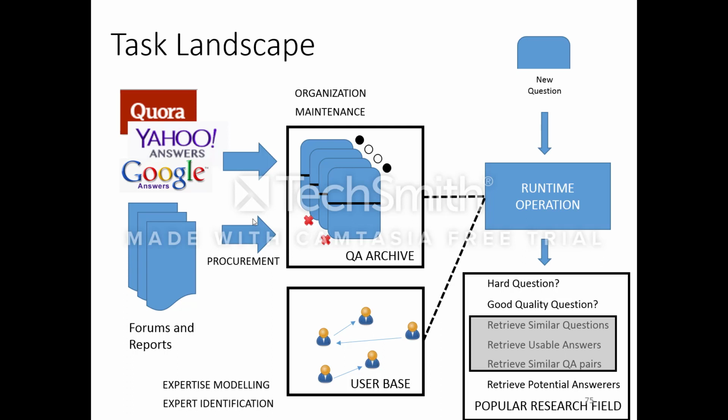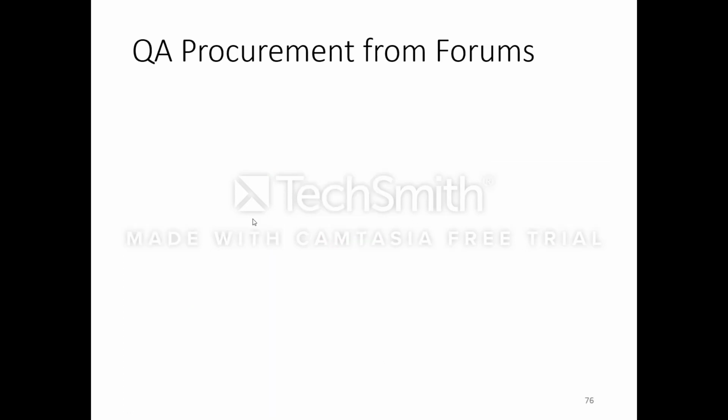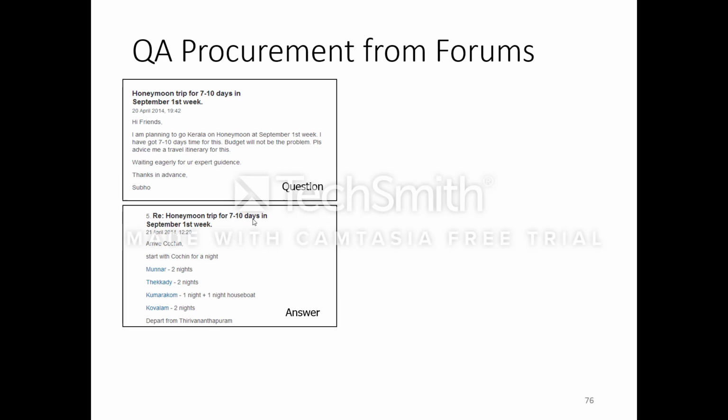So we'll start with procurement, which is basically about building the QA archive from other sources, right? Okay, so let us look at a forum example. Somebody is asking a question, and this particular question is about honeymoon trip planning and so on and so forth, basically asking for an itinerary. And there might be somebody who is knowledgeable about the area that the person is traveling to, and he or she might provide an answer to that question, and that might appear as a second post.